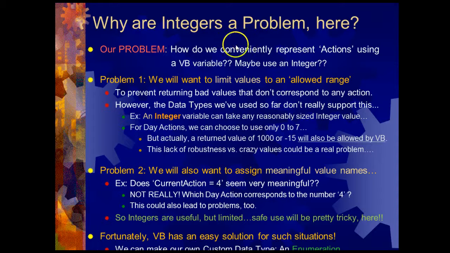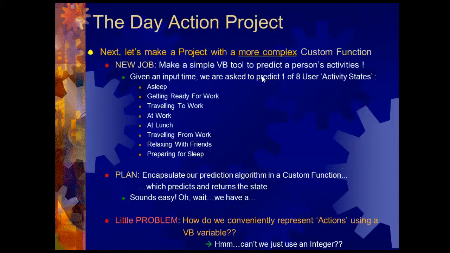Why integers are a problem here. Our problem: how do we conveniently represent actions, or the different values that the variable can take? I call this type of variable a categorical variable, or a non-numeric variable.